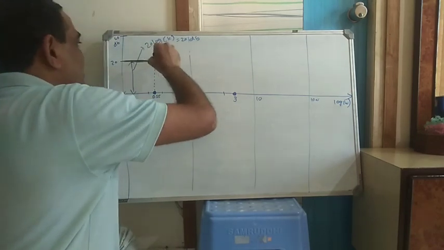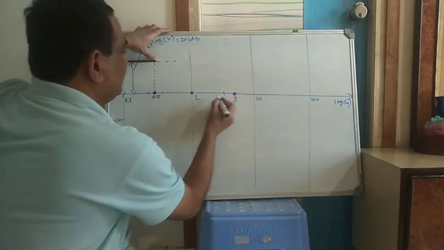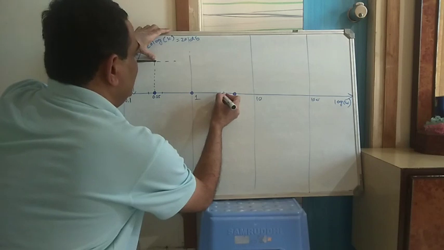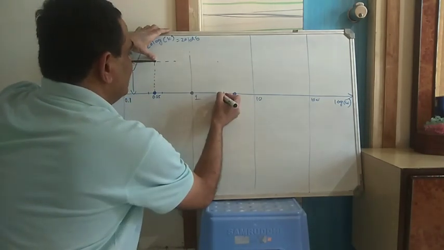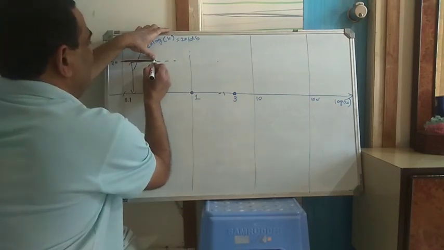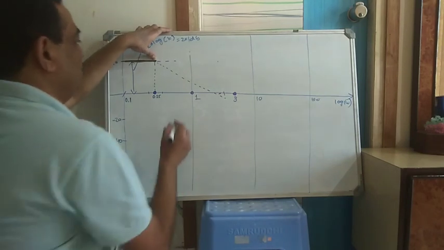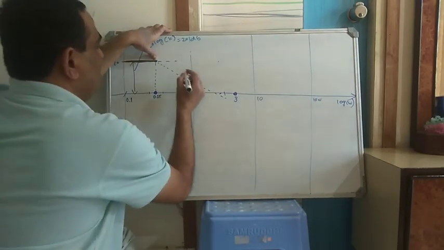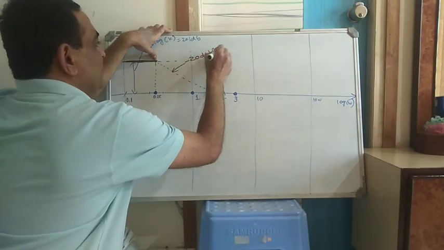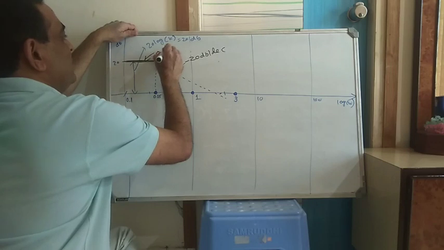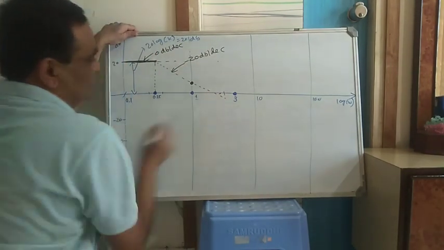So maybe 0.25. I will go to 2.5. 2.5 would be here. I will go 1 decade here, so it will start from here. So maybe something like this. Okay, and it will have the slope of minus 20 dB per decade. This is minus 20 dB per decade. This is 0 dB per decade. It will have the slope till the corner frequency 1.